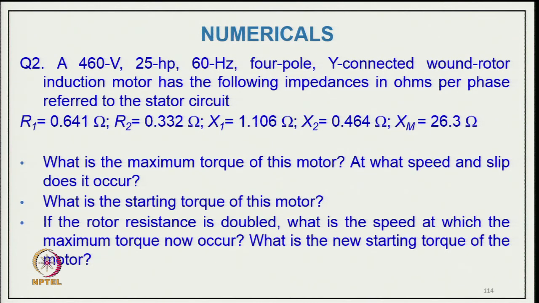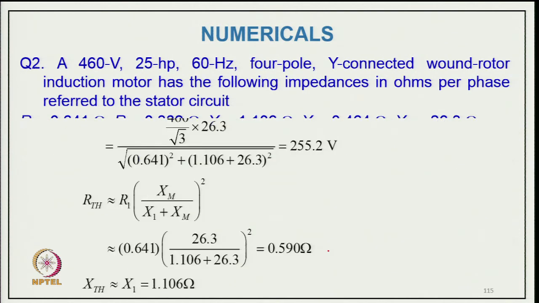What is the maximum torque of this motor, at what speed and slip does it occur, and what is the starting torque of this motor? If the rotor resistance is doubled, what will be the speed at which the maximum torque now occurs, and what is the new starting torque of the motor?